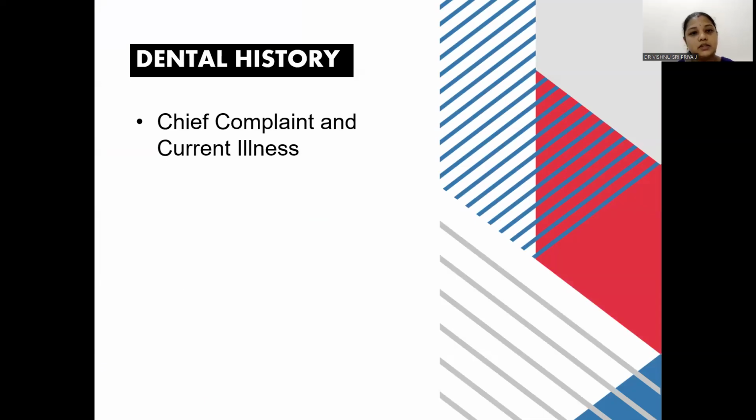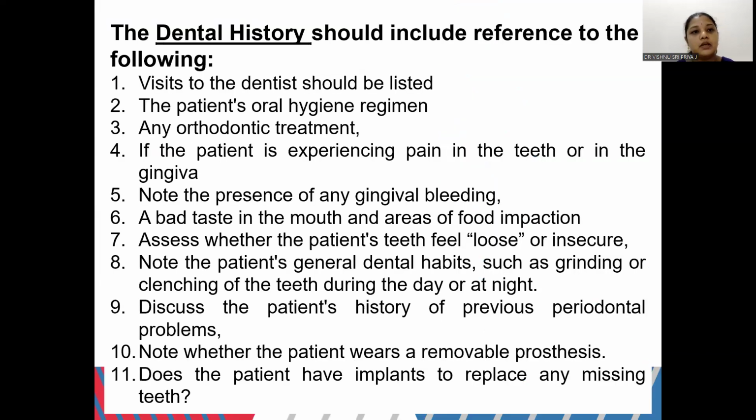In case of dental history, it will include the history pertaining to the chief complaint as well as any current illness. The dental history should include the references to the following things. It includes visits to the dentist, which should be listed, the patient's oral hygiene regime, any orthodontic treatment. If the patient is experiencing any pain in the teeth or in the gingiva, you should be noting the presence of any gingival bleeding, any bad taste in the mouth or areas of food impaction. Assess whether the patient's teeth feel loose or insecure. Note the patient's general dental habits such as grinding or clenching of the teeth during the day or at night. Discuss the patient's history of previous periodontal problems.